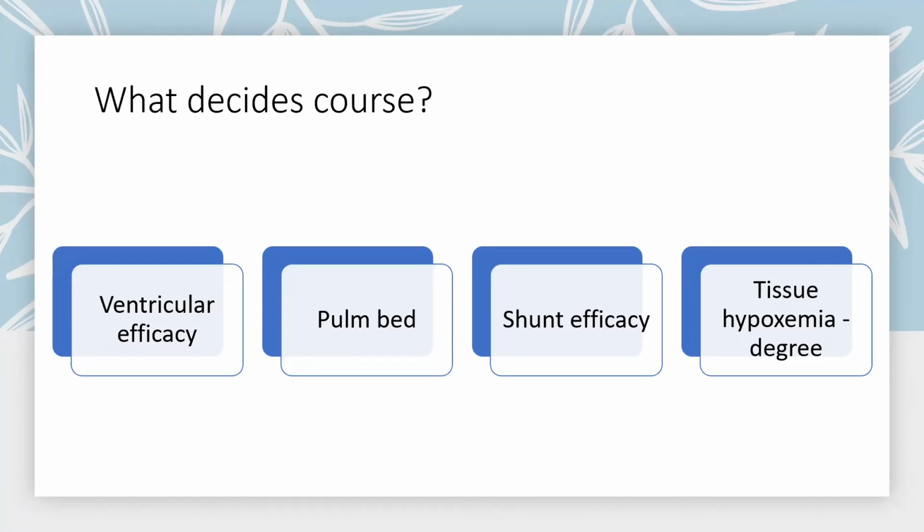Is it able to manage the cyanosis? That's what it is. And the tissue hypoxemia. So unless you have any of these things which are in your favor, a person with a transposition of great vessels cannot survive at all. Okay. So survival is only because of a shunt. Even with the shunt, survival is difficult.